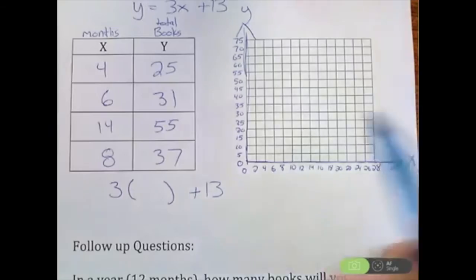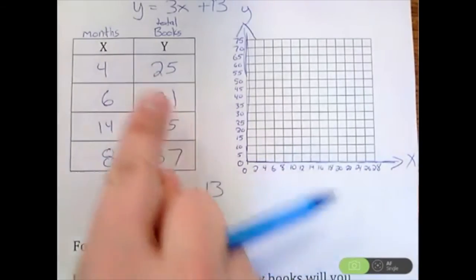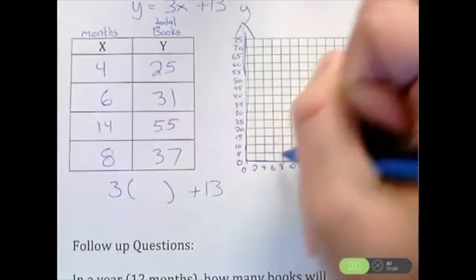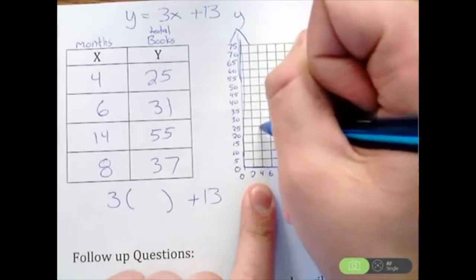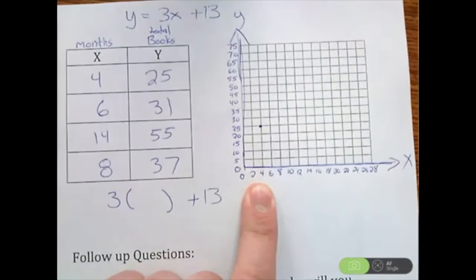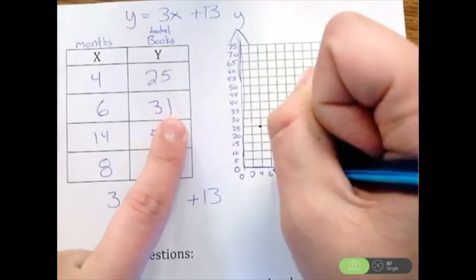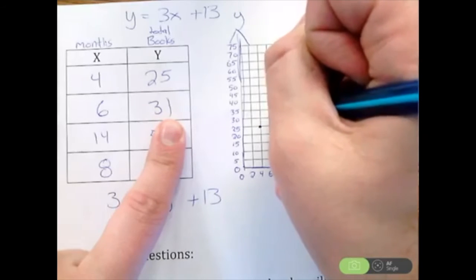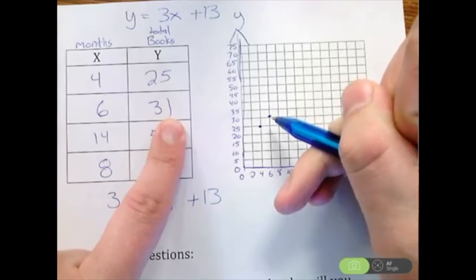So to graph this, I'm just going to plot each of these points. So every row here is a point. So I need to plot the point 4, 25. So I'm going to go over my x to 4 and go up to my y of 25 and put a point. Go to my x of 6 and my y of 31, which 31 is not perfectly on here, but if you need to roughly estimate, that's fine. So a little bit above 30.